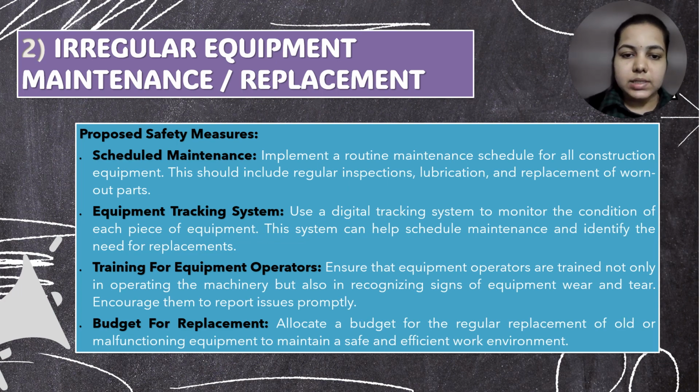The second point is equipment tracking system. Use a digital tracking system to monitor the condition of each piece of equipment. The system can help schedule maintenance and identify the need for replacements. The third point is training for equipment operators. Ensure that equipment operators are trained not only in operating the machinery but also in recognizing signs of equipment wear and tear. Encourage them to report issues promptly.